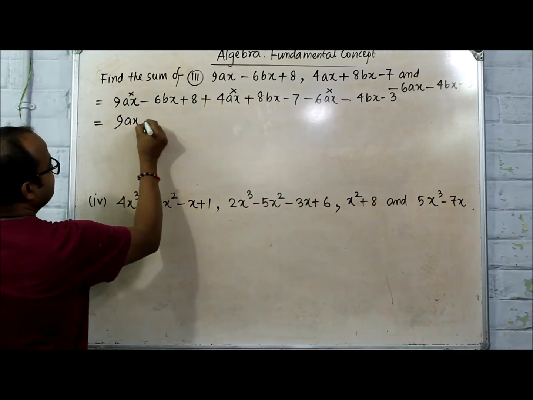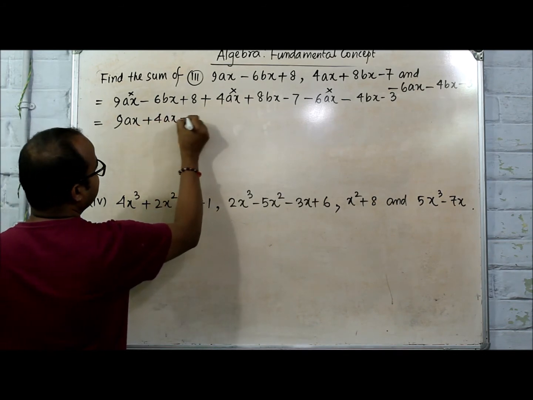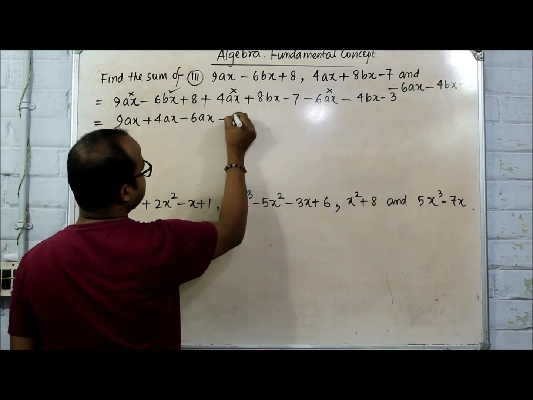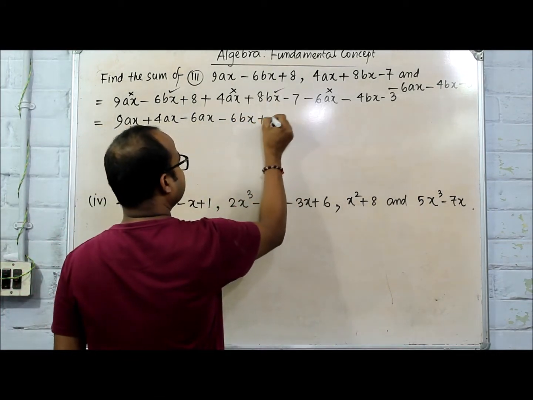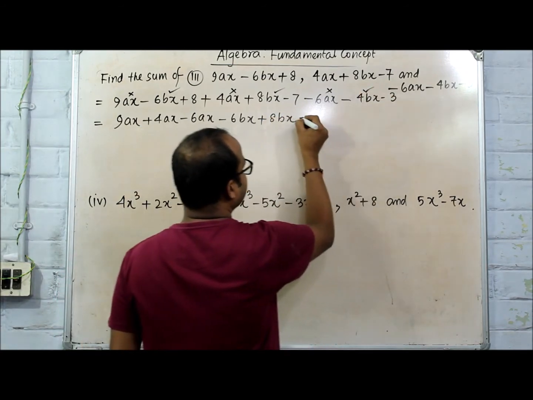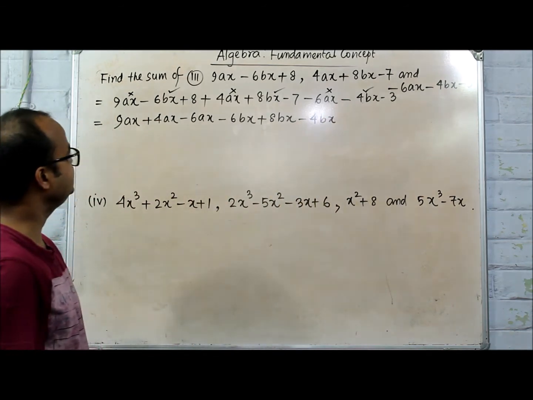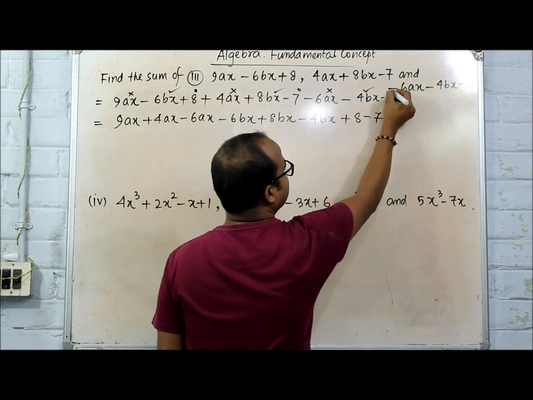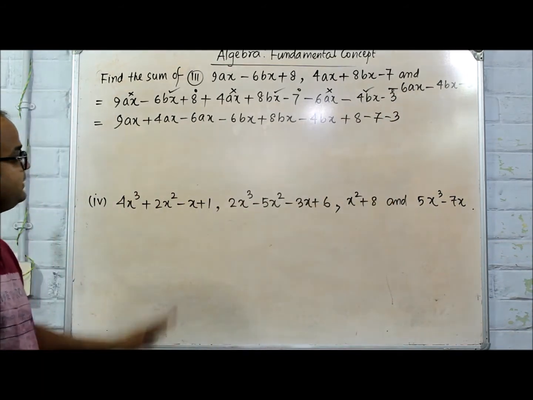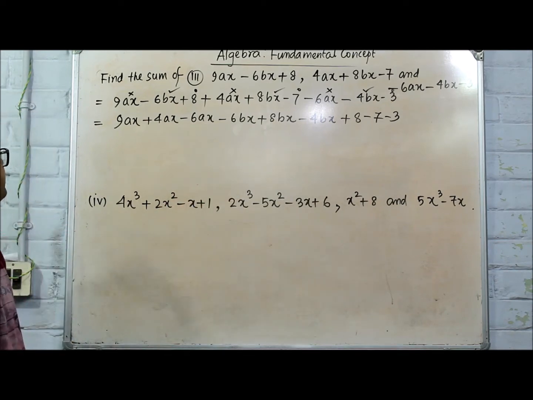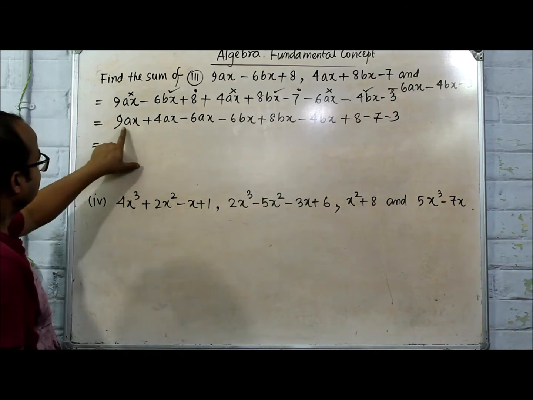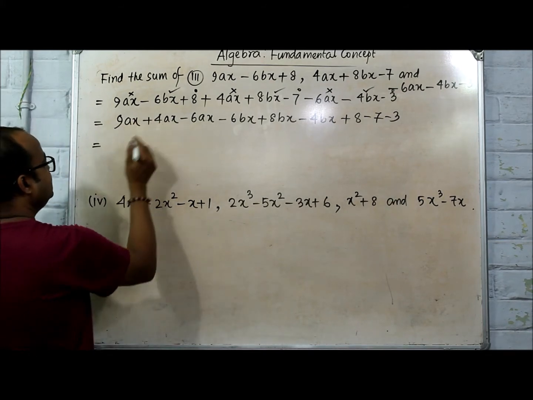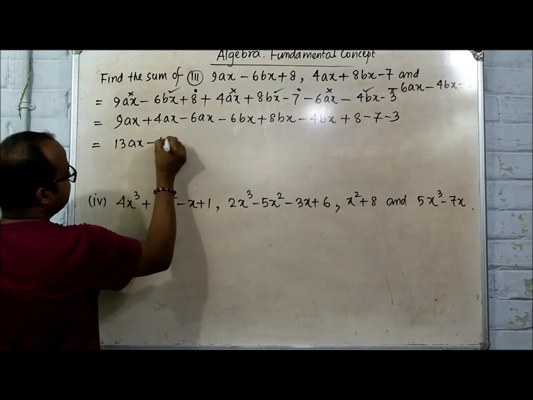So 9ax plus 4ax minus 6ax. Next is bx: minus 6bx plus 8bx minus 4bx. See, I am writing all the like terms together. And then the constants: 8 plus 8 minus 7 minus 3. I am not making any changes in their sign. Nine plus 4, same sign, so we need to add: 13ax minus 6ax.